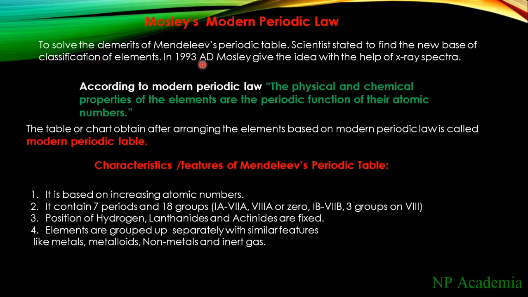In 1913 AD, Moseley gave an idea with the help of X-ray spectra. X-ray spectra means we send X-rays into a crystal or different elemental substances. Then the spectra that comes out helps us to know the characteristics of the element.